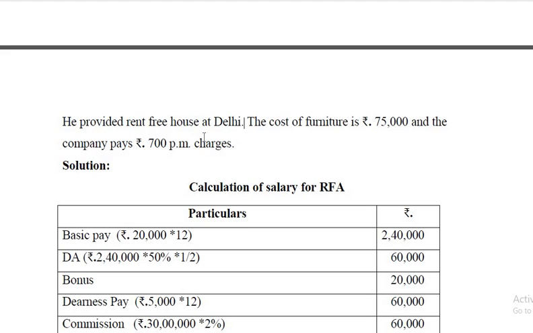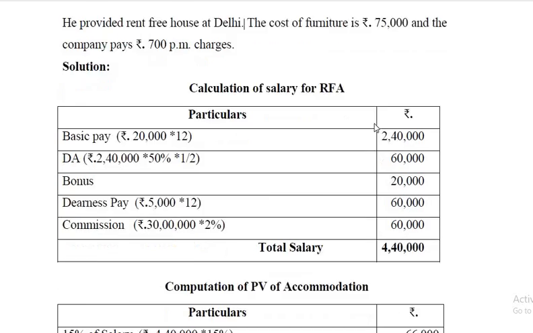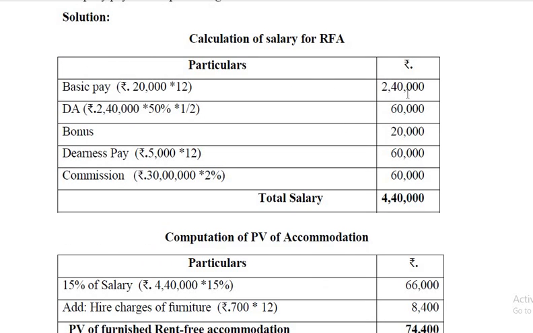Cost of furniture is 75,000 and the company pays 700 per month charges. So here since it is higher, hire charges should be added. Look at the solution. Basic pay 20,000 into 12, 2,40,000. DA 50% of 2,40,000. Half of the DA is considered for retirement benefits. That comes to 1,20,000. Of that, half enters into retirement benefits. That should be taken as 60,000.